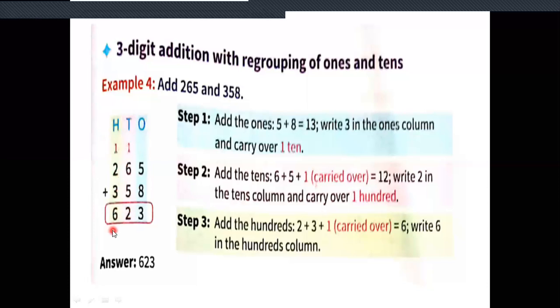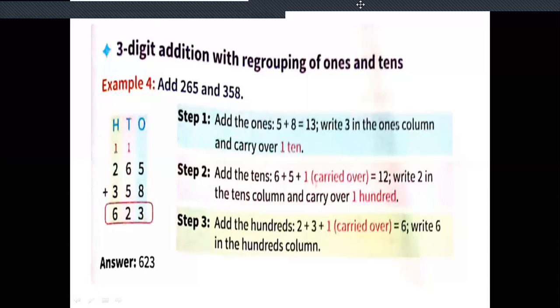Next, 1 plus 2 is 3. 3 plus 3 is 6. So the answer will be 623. Always add from the ones column. If a two-digit number comes in the ones column, the first digit is the tens place, so it should carry over to the tens place, and the second digit you have to write in the ones column. Same way in the tens column also. So 265 plus 358 is equal to 623.